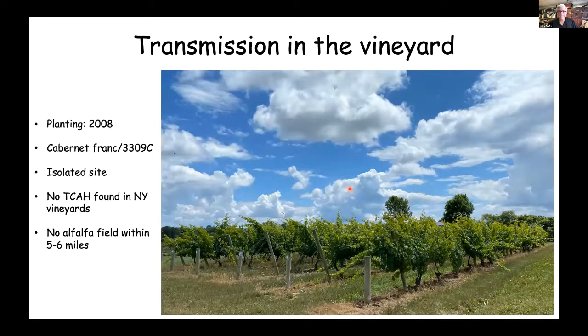So what's happening with the transmission in the vineyard? What do we know? Is the 3-corner alfalfa hopper a vector of red blotch in a vineyard? We started an experiment 2 years ago during the pandemic in New York, and we selected an isolated Cab Franc vineyard planted in 2018. Just as a reminder, there is no 3-corner alfalfa hopper that is known to occur in New York vineyards. So that's why we wanted to do these experiments under semi-controlled conditions, but in an isolated field with no alfalfa field close by.